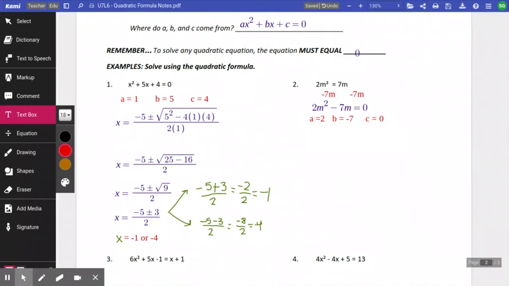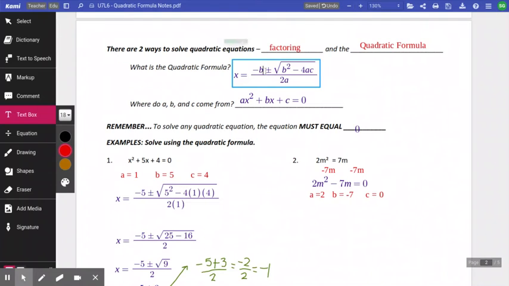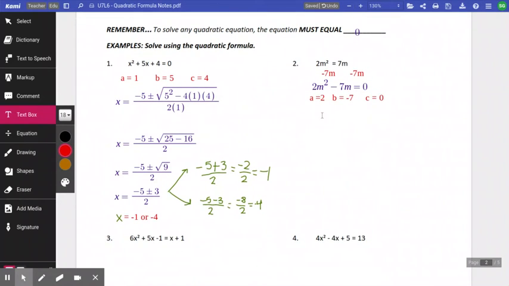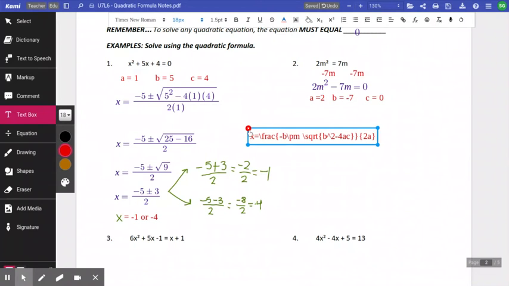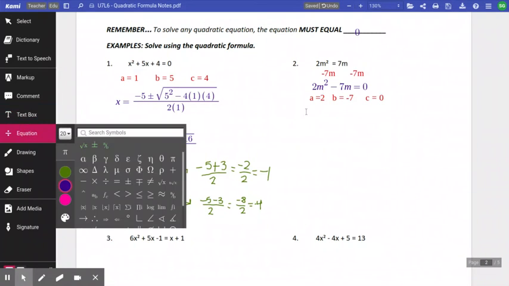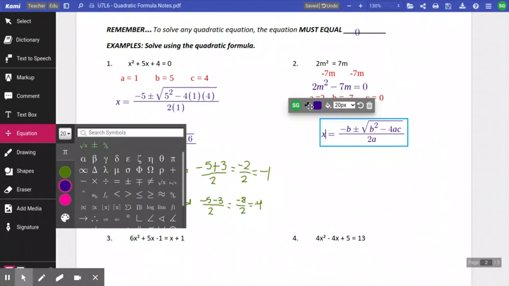After that comes our quadratic formula. I'm not about to type this out again. I am going to copy it and paste it. Nope, I did this before. I have to switch to equation. And now I'm going to paste it right here.